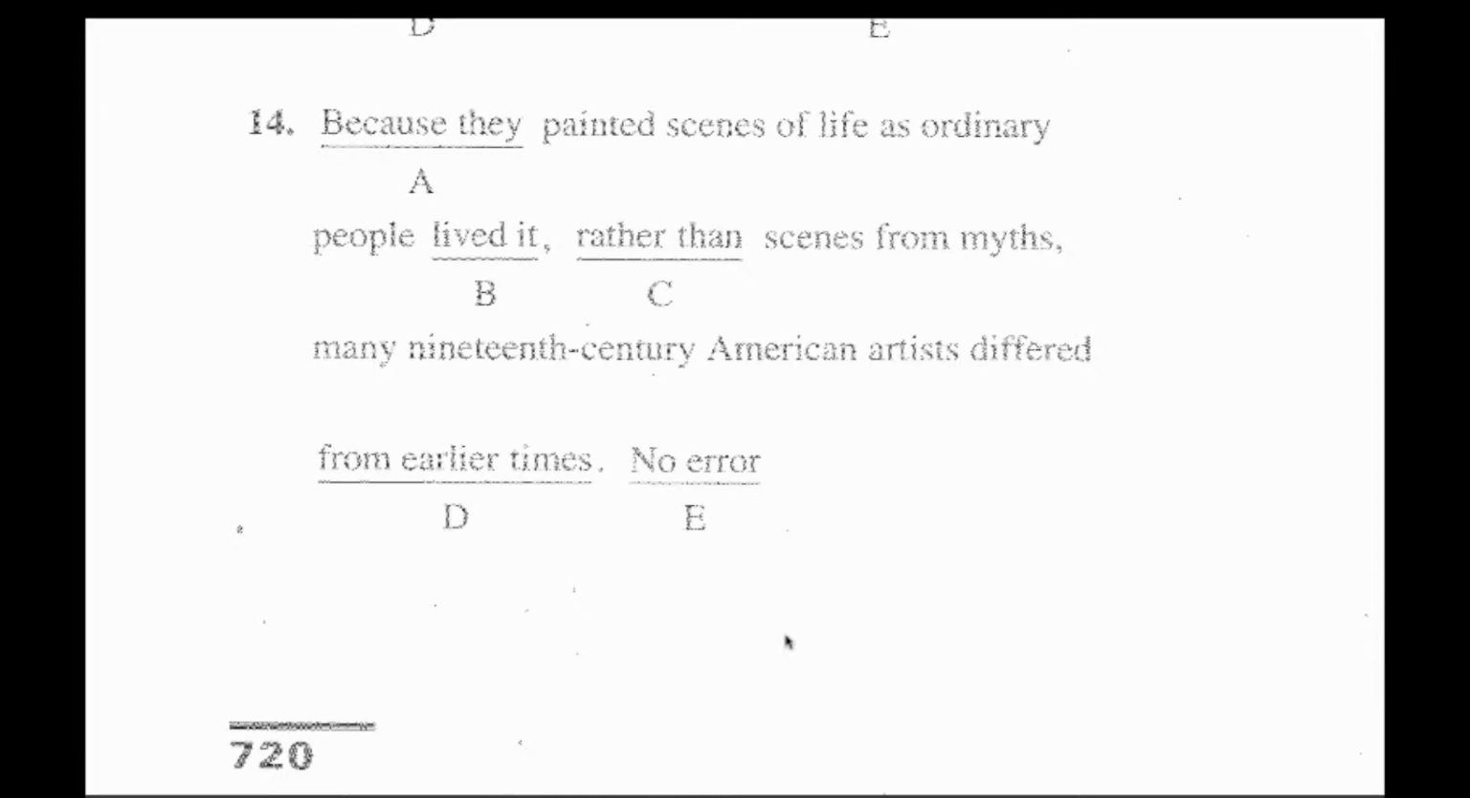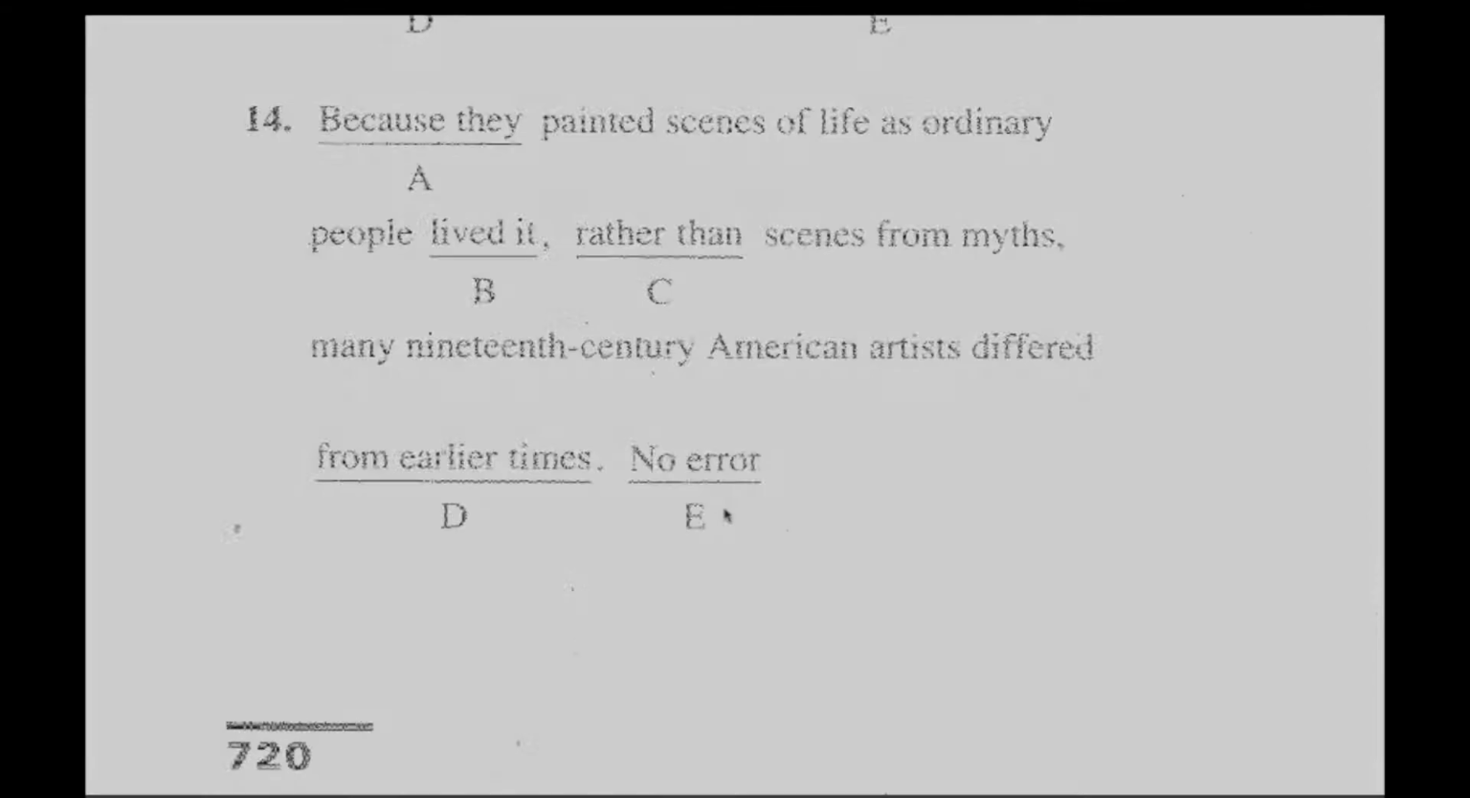As you gravitate toward B and you think that might be an error, if you look at it closely and think, what grammatically is right or wrong about this particular type of question? You might say, well, it technically grammatically is correct because it refers to life. Because they painted scenes of life as ordinary people lived it. So that works. So then you might gravitate toward E. In this case, the answer is not B and the answer is not E. So you've got to figure out what you're going to do.